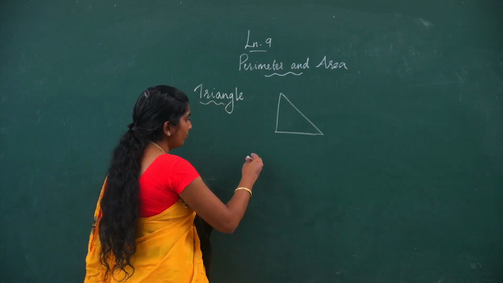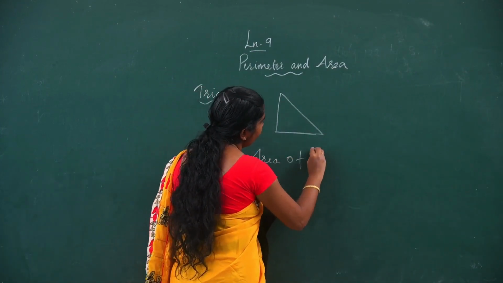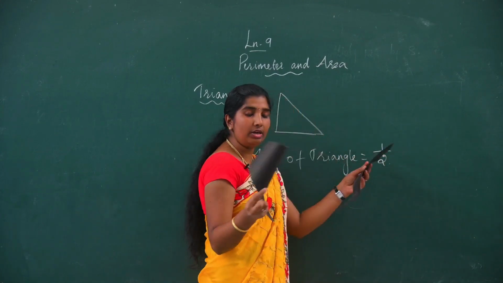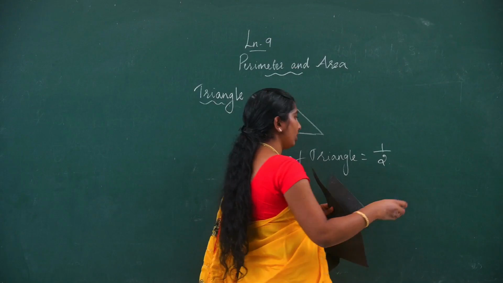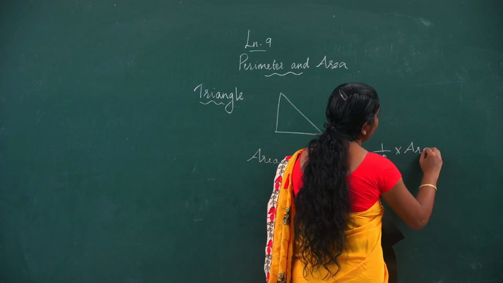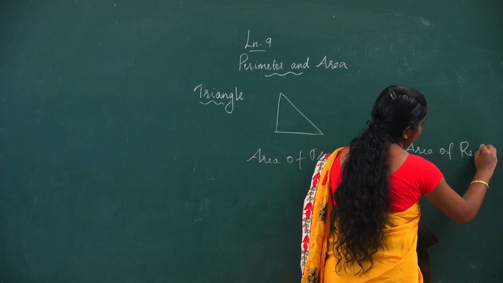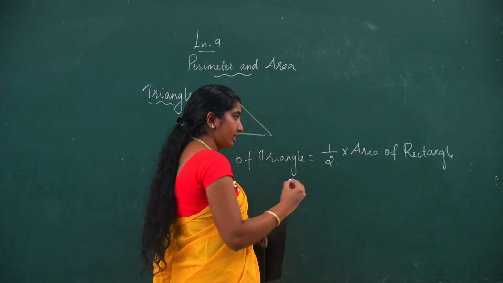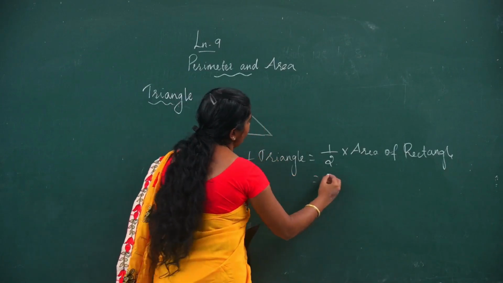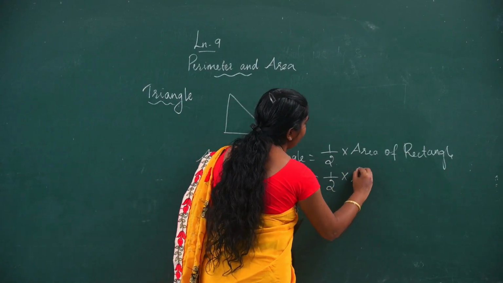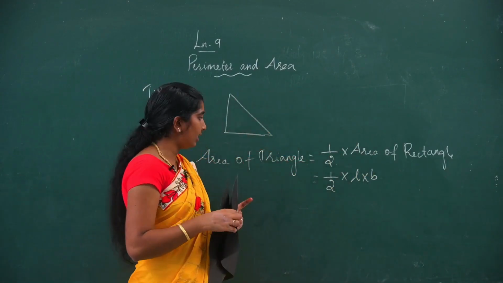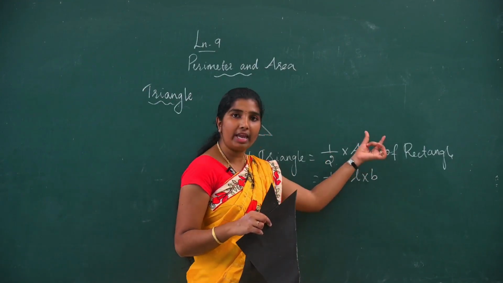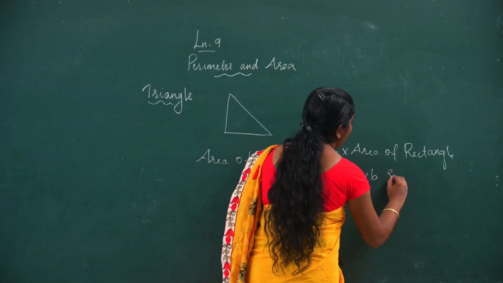So the area of a triangle is equal to half of the area of a rectangle, since from the rectangle we get 2 equal triangles. Understand, children? We already know the formula to find the area of a rectangle: L into B. So the area of a triangle formula is half into L into B, that is half of the area of the rectangle, then square unit.